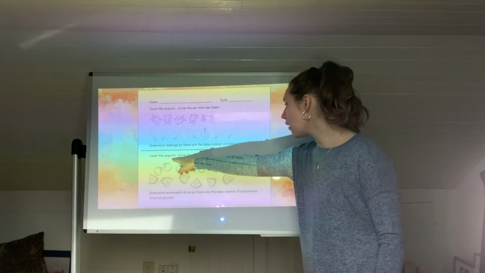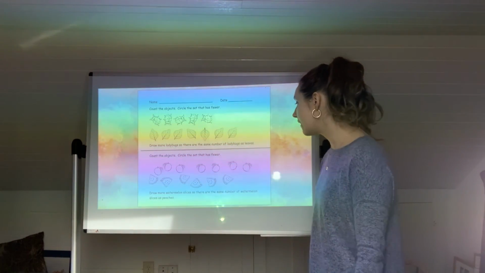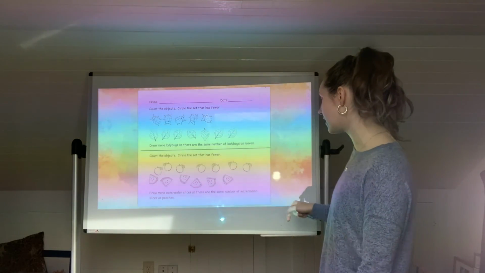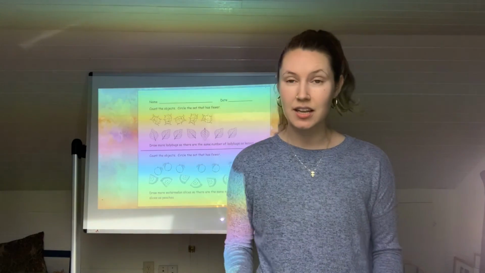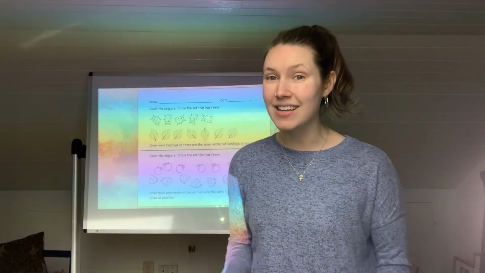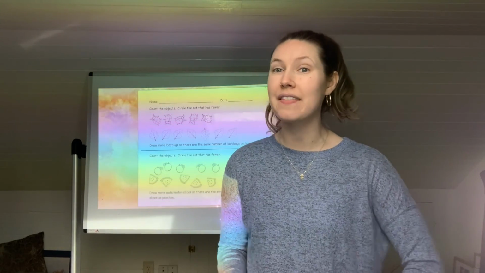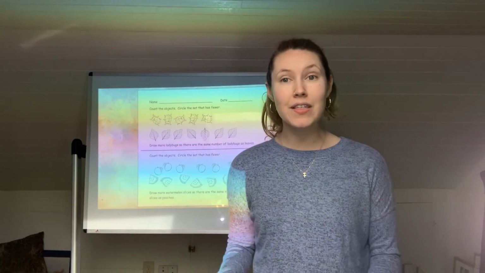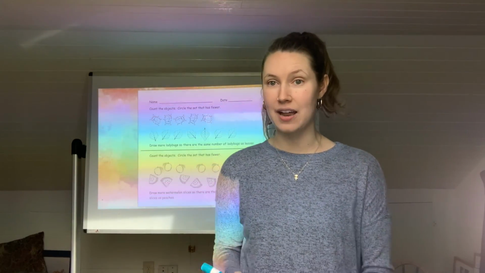This one says, count the objects, circle the set that has fewer. So the same thing. And then draw more watermelon slices so there are the same number of watermelon slices as peaches. So you're going to look for the group that doesn't have enough, and you're going to need to add more so that they have the same amount. Remember that you can draw lines to help you see how many more you need to add, okay?